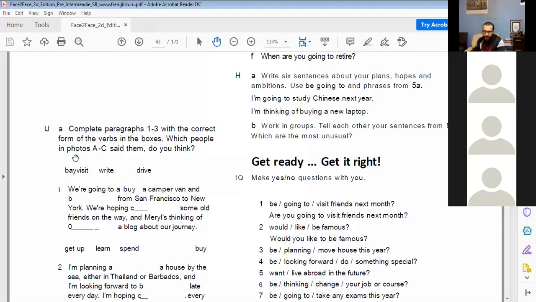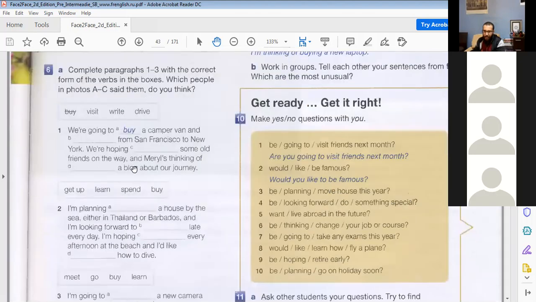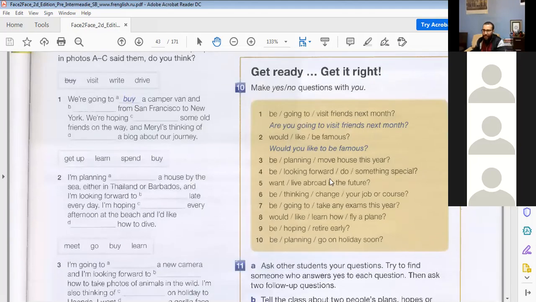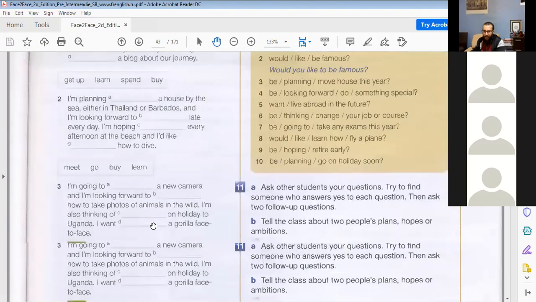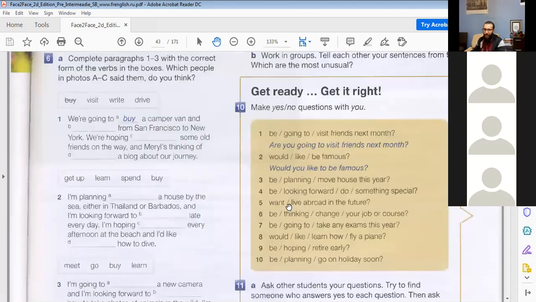Can you see this? Number 6. So here in number 6, we'll get a chance to use all of these different phrases and future expressions. So we'll use them here. And after that, we can do the listening to check. So it'll be, I think, clearer.